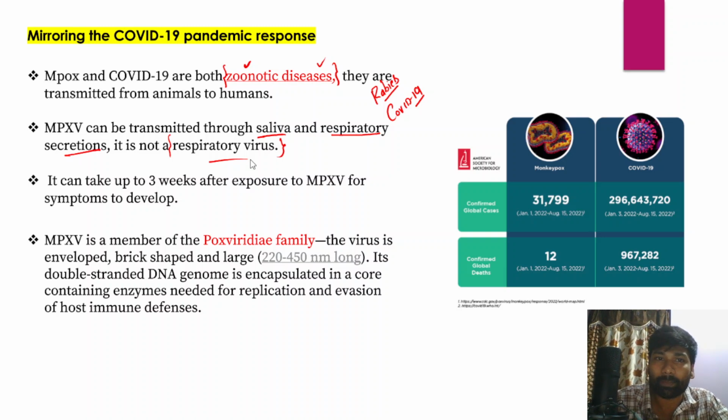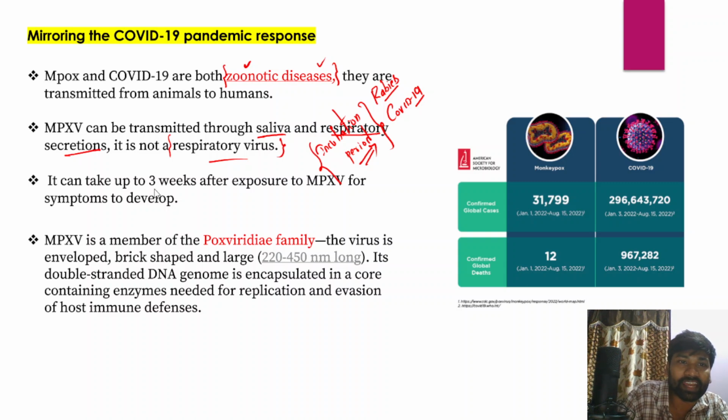When we talk about the incubation period, the time required for the virus to show symptoms once it has infected an individual is known as the incubation period. Monkeypox disease can take up to 3 weeks after exposure for symptoms to develop. And some other details with respect to this monkeypox virus.